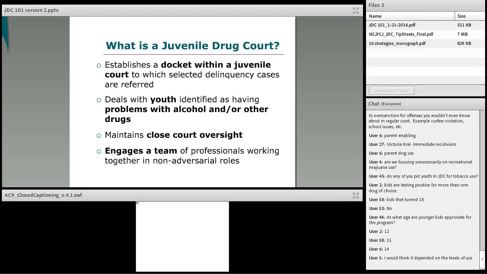If you are seeing a lot of younger kids, then I think it's important to think about who those kids are and if there are different places for them to get services.